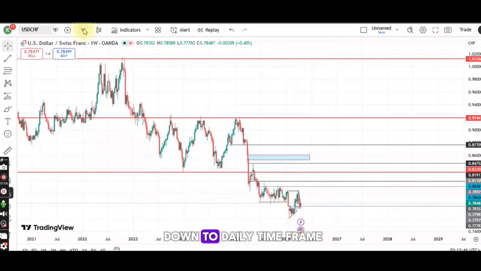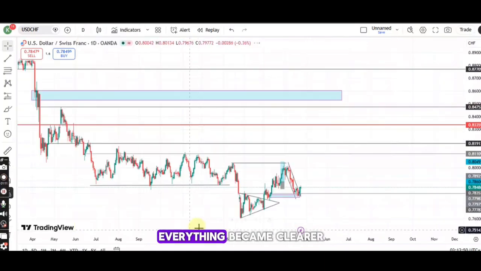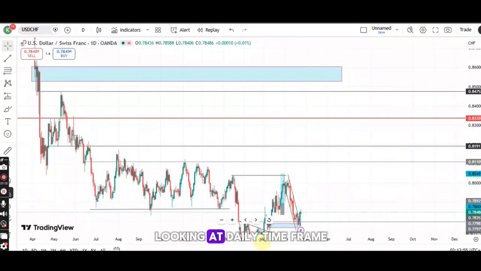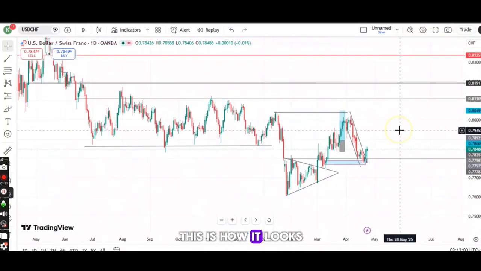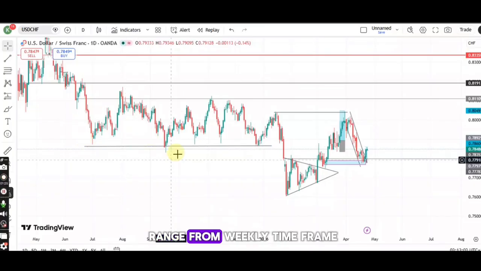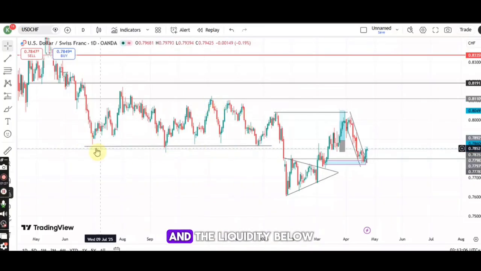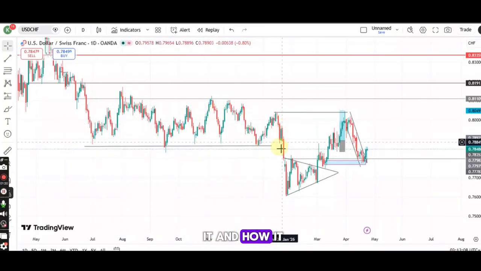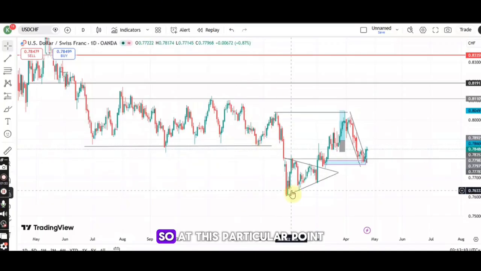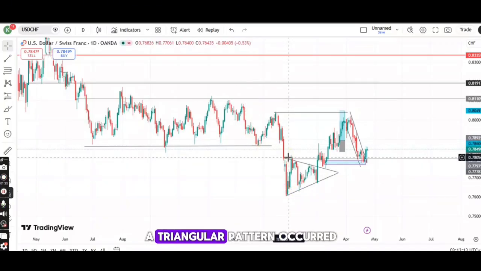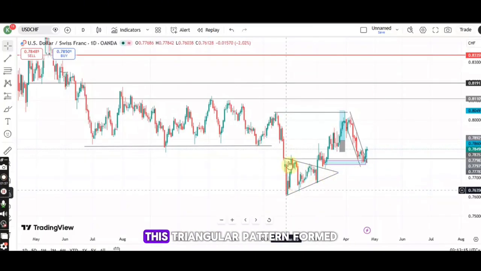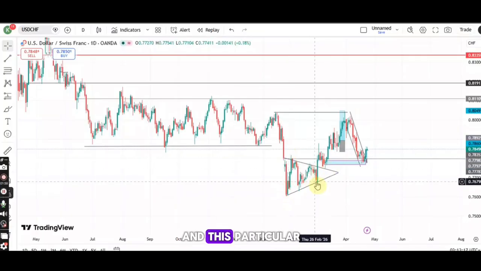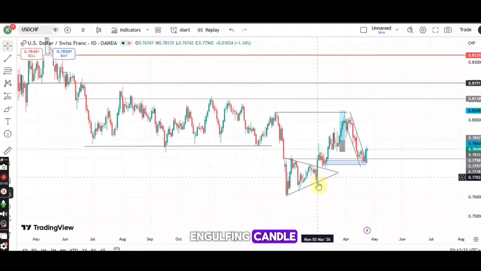So when I went down to the daily time frame, everything became clearer. Looking at the daily time frame, this is how it looks. This is that particular range from the weekly time frame and the liquidity below it and how it was being broken. At this particular point, a triangular pattern formed, and this triangular pattern was broken by this bullish engulfing candle.